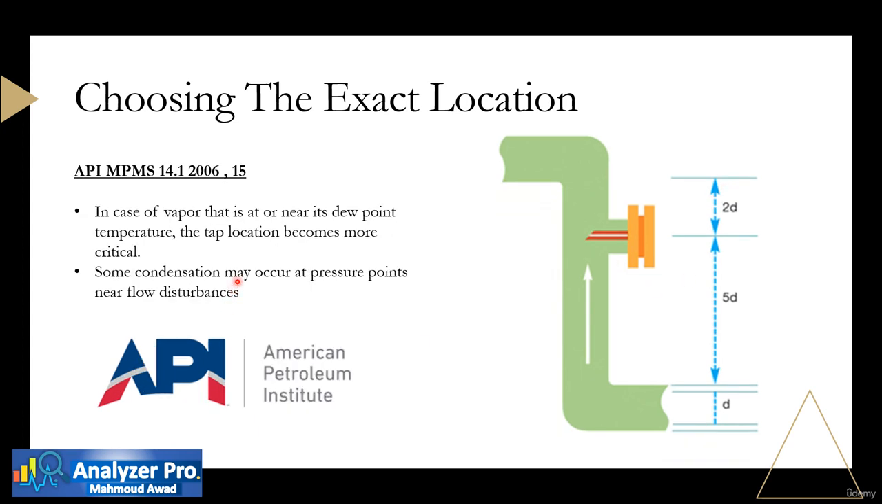In case of vapor that is at or near its dew point temperature, the tap location becomes more critical. Some condensation may occur at pressure points near flow disturbances.